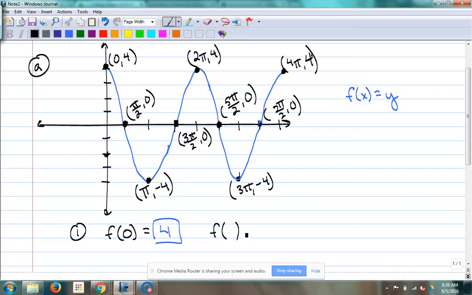Same kind of question, so I'm going to keep it on number 1 there. What's f of 3 pi over 2? So what am I looking for in this graph? The y value for what x value? I'm just looking for where's 3 pi over 2 on this x here. Right there. So what's the y value? 0.